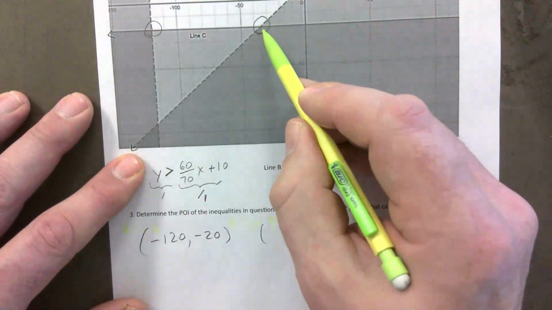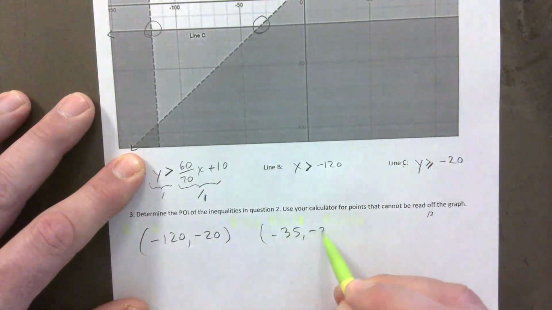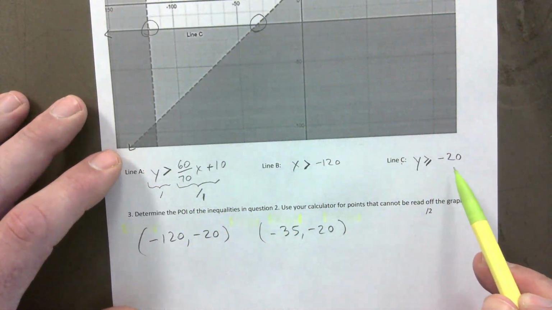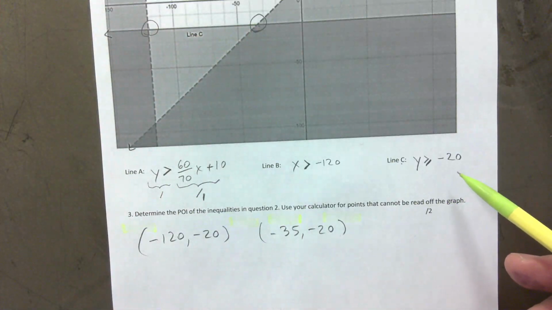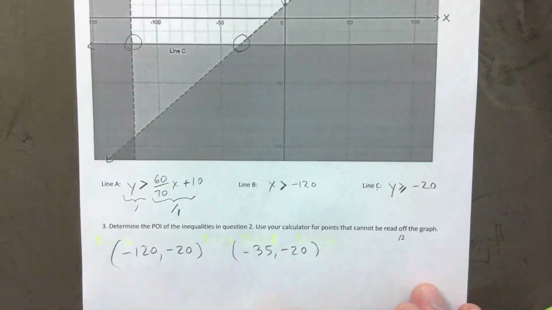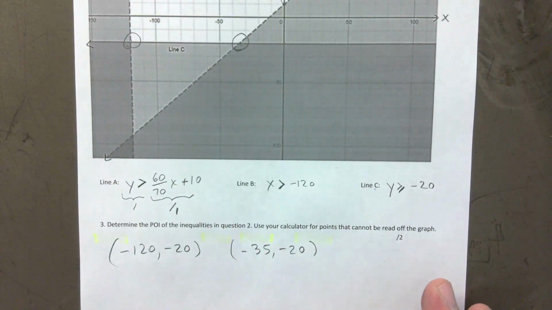And to get this other one, use your calculator. It's -35, -20. If you enter all of these into your calculator and just find them using second trace, you should be able to intersect, I should say. You should be able to get it. If you guessed, I won't know any better. So you still get the mark, okay? All right.